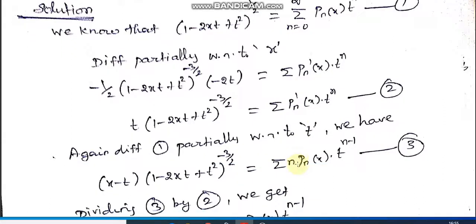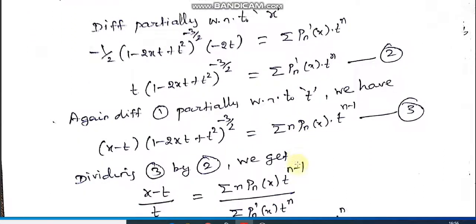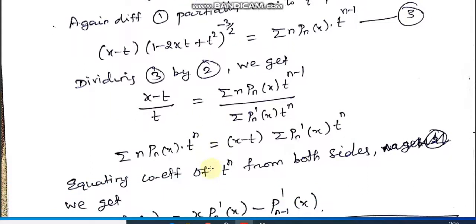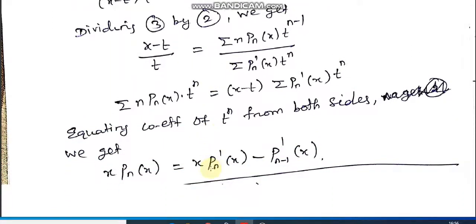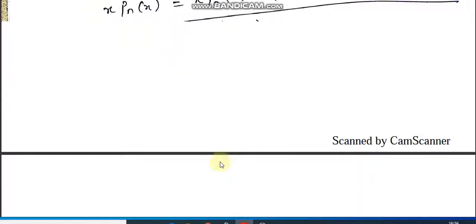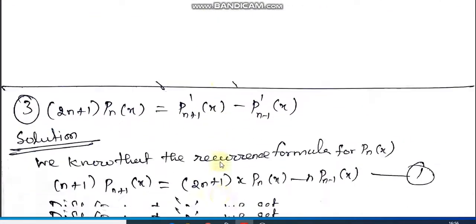Again, differentiating partially with respect to t, we have this equation 3. On dividing 3 by 2, we get the equation in the form of the second recurrence formula. After equating the coefficient of t power n on both sides, we get that second recurrence formula. The third recurrence formula we need to prove now.